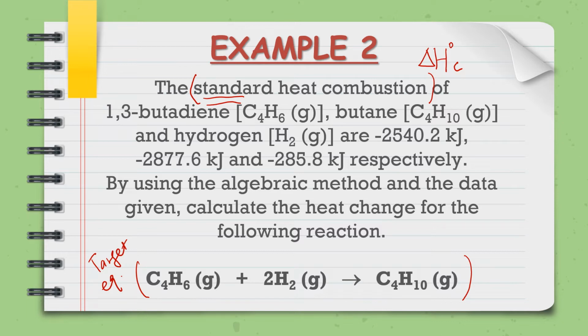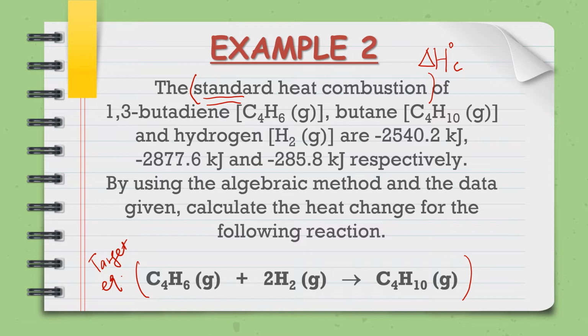But let's say the question just asks, by using the data, calculate the heat change. If it doesn't mention any specific method, you can choose either method 1, the algebraic method, or method 2, the energy cycle method. For this question, example 2, method 3, delta H reaction from delta H not formation, is not suitable.